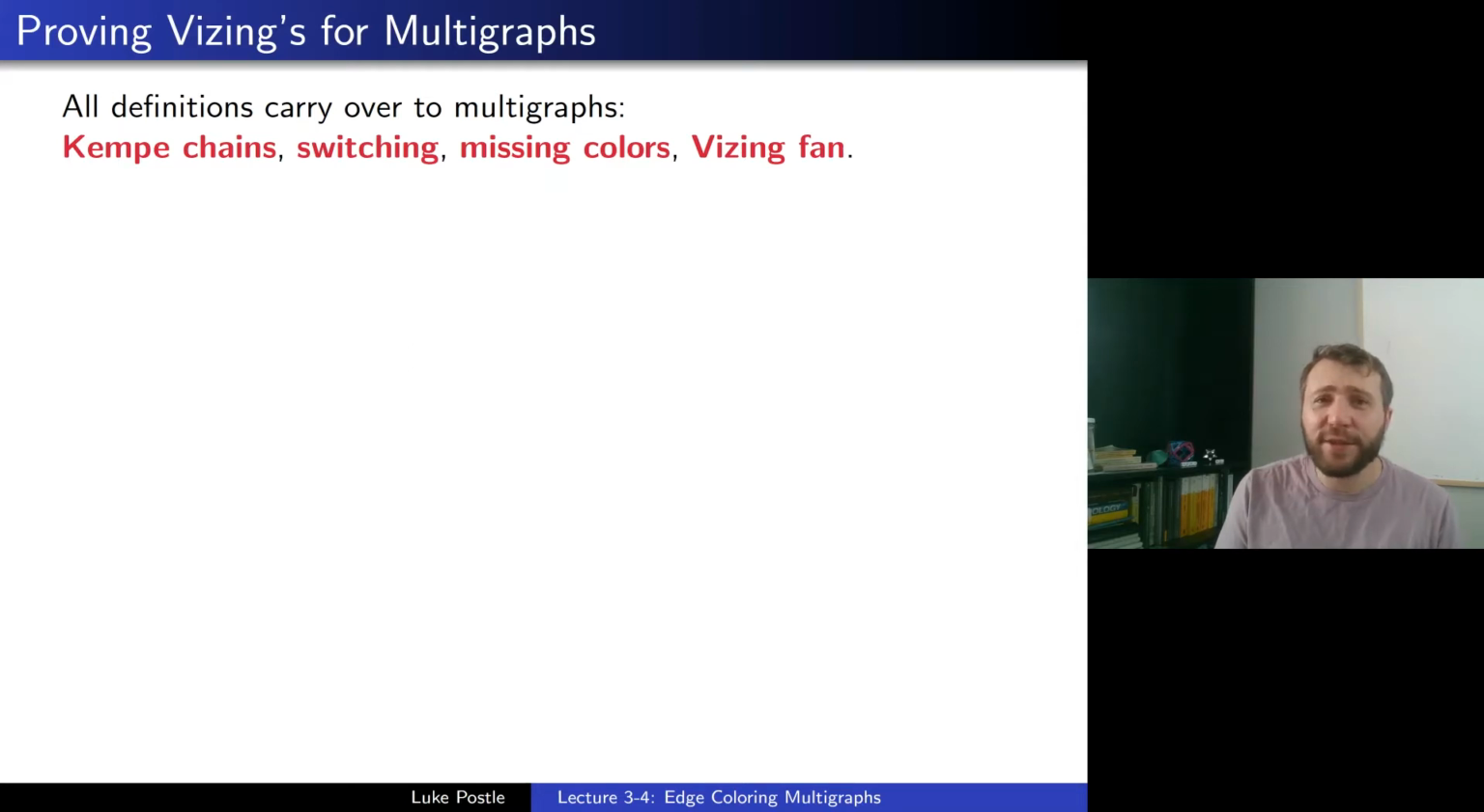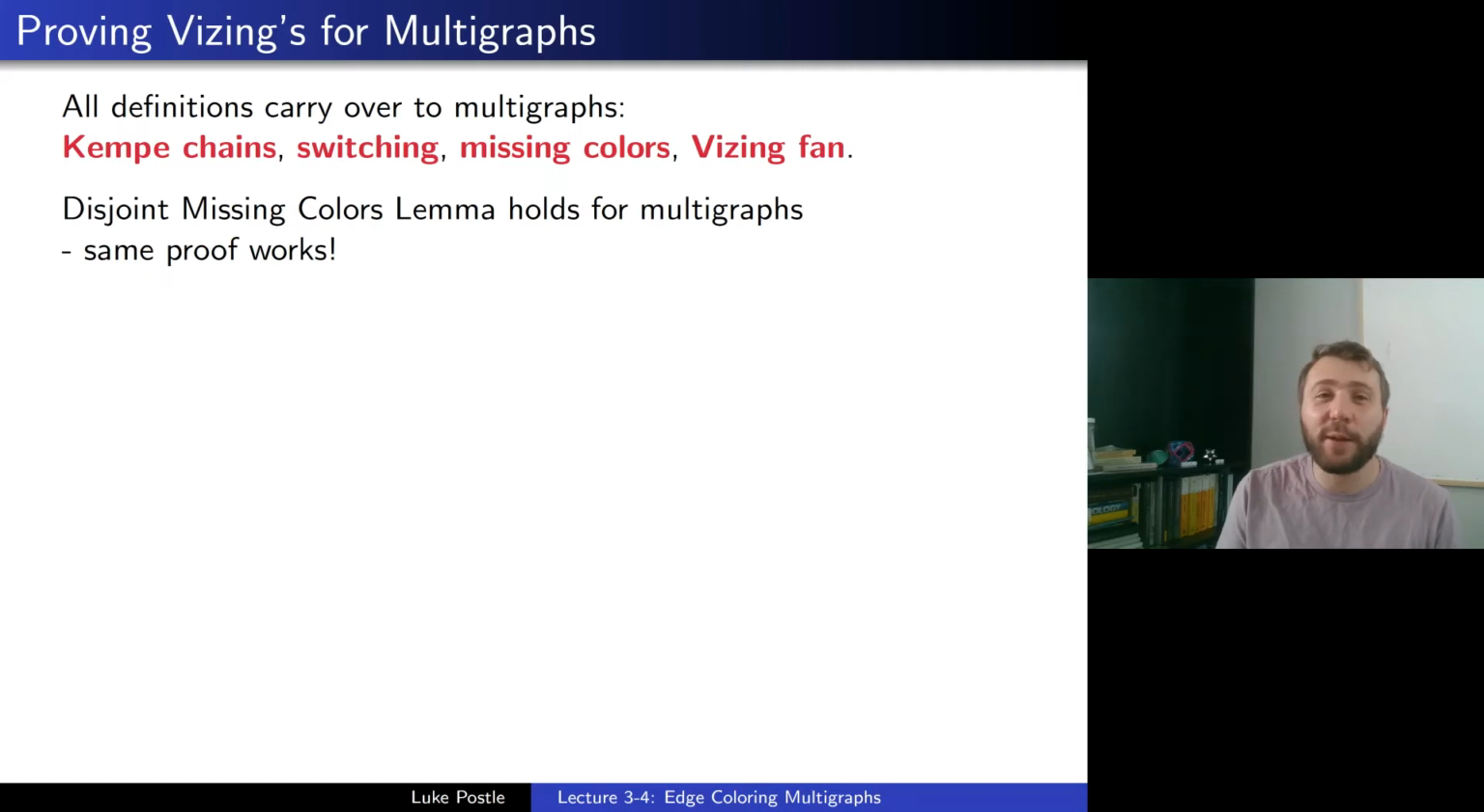Well, all the definitions carry over to multigraphs. So I really don't have to do much work. Kempe chains work, switching works, missing colors, Vizing fans. You look through all those definitions, they all work for multigraphs. Okay, what else in our proof of Vizing's works? The disjoint missing colors lemma that we spent so much time on with the Kempe chains and the switching and the cases, it just works for multigraphs. The same proofs work for multigraphs. So all that goes through.